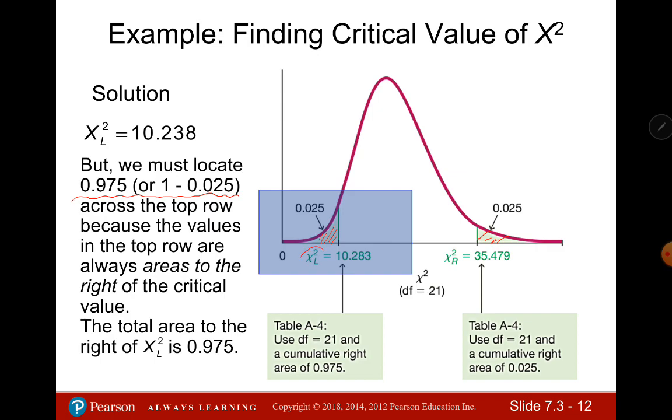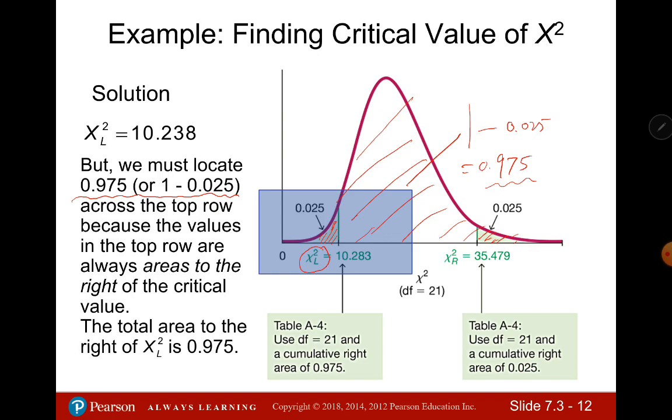If we want to find the critical value of the left side, we only know this small part on the left is 0.025. But if we want to check the table, we need to get the whole part, right? The bigger part, the cumulative area to the right side. Of course, this whole part is 1 minus 0.025. So it will be 0.975, and we're going to use this 0.975 as the area to find the critical value of the left side.